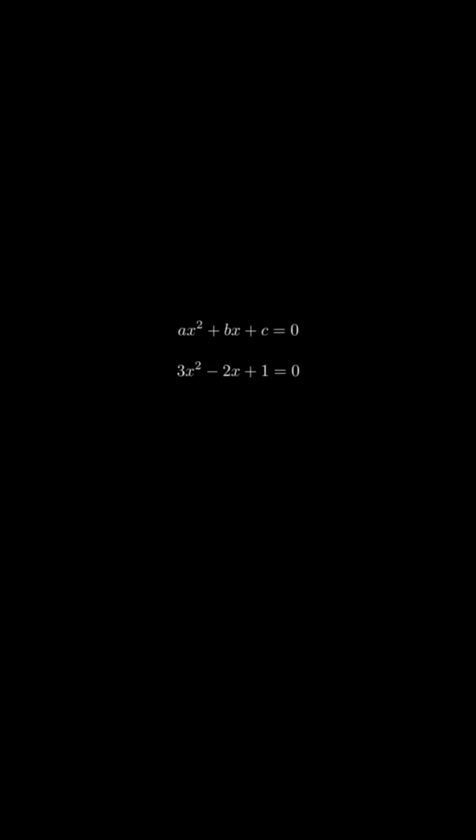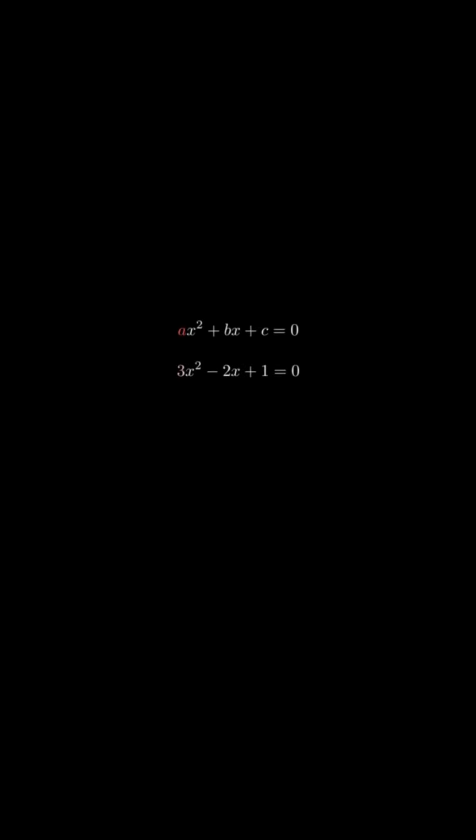To solve this equation, we'll first need to identify the values of a, b, and c by comparing it to the standard form. In the standard form, a is the coefficient of x squared. This is the number that multiplies the squared term, representing the steepness of the parabola when graphed.